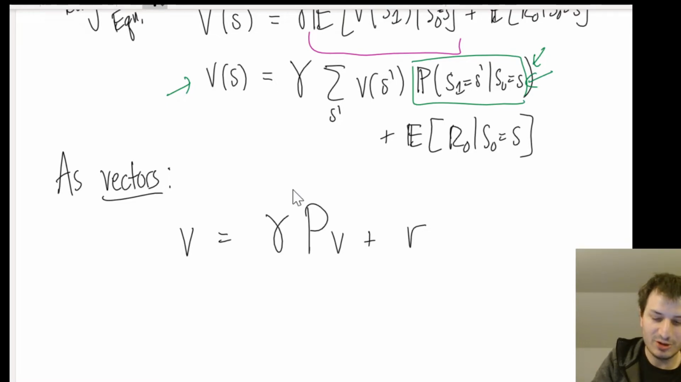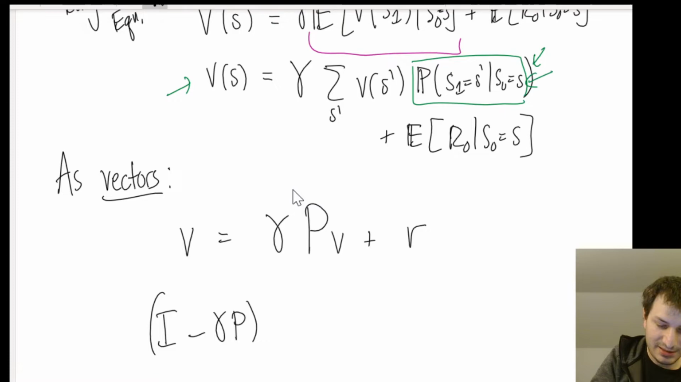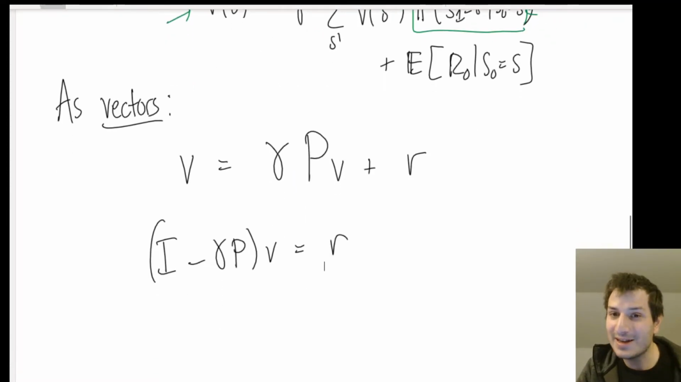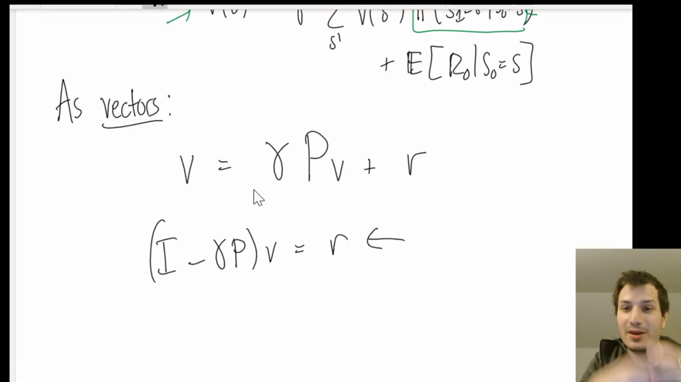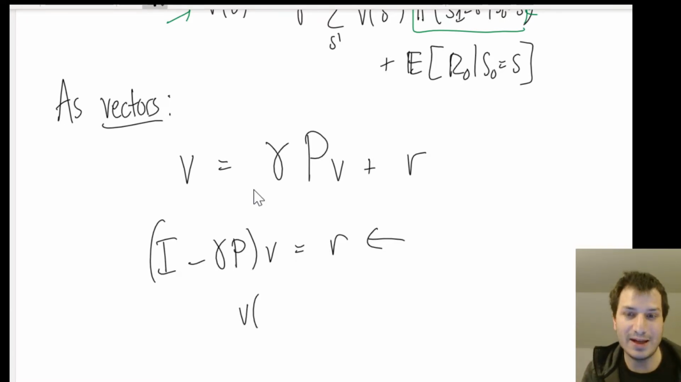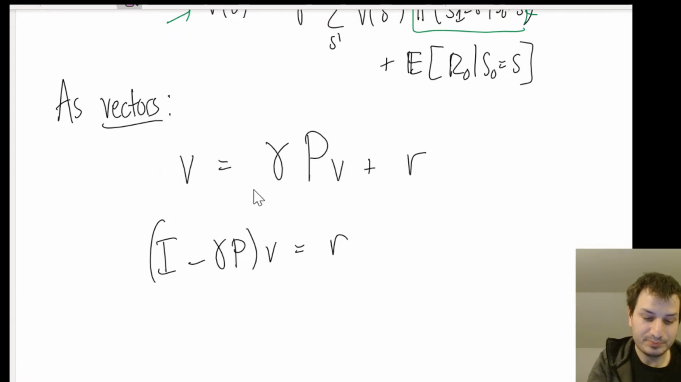So, you can turn it into the identity minus gamma times P times V equals R, and you can try to solve it. Of course, it's not exactly invertible because there's some degeneracy. So often you need to take this equation and then also enforce the values of V for some states. That's what we did in class a while ago.